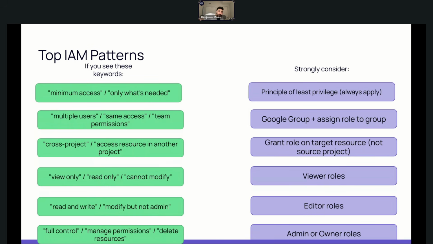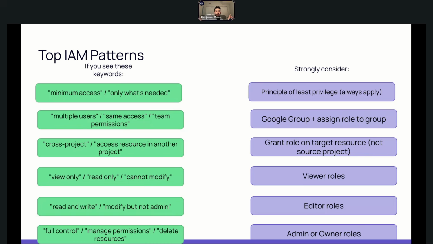Okay, top identity and access management patterns. This might be a bit of a review for some of you, but these are really good rules of thumb. You should basically always follow the principle of least privilege, and that will be the solution to questions where minimum access or giving someone only what's needed is mentioned in the question.